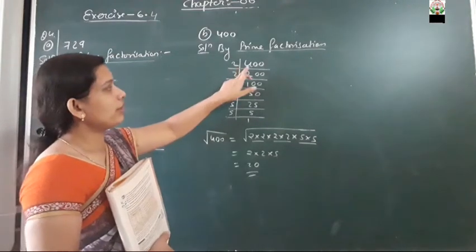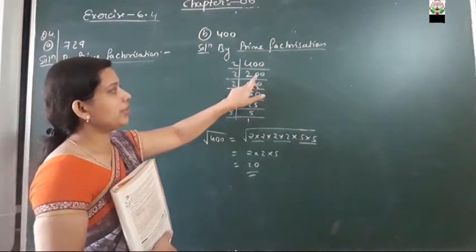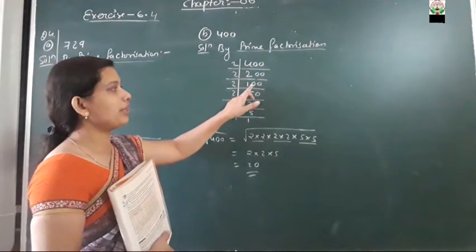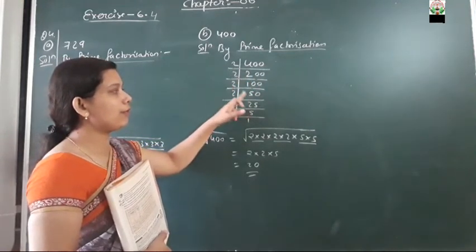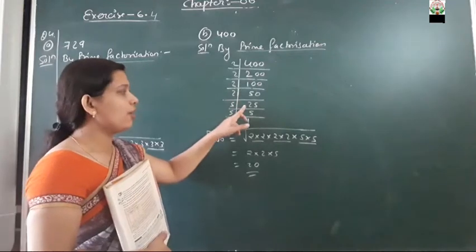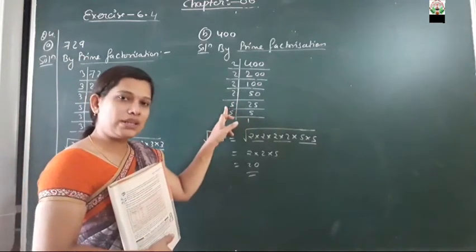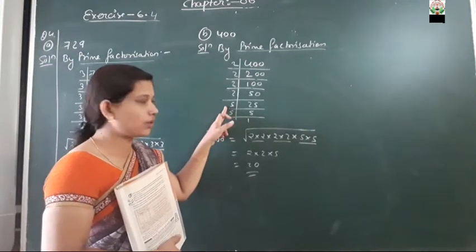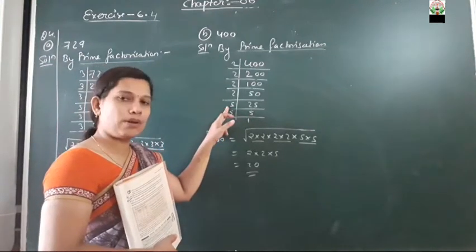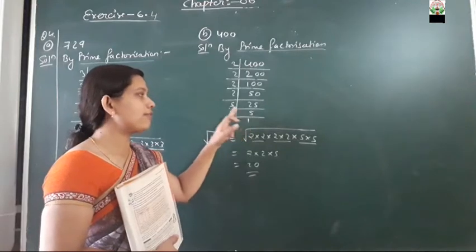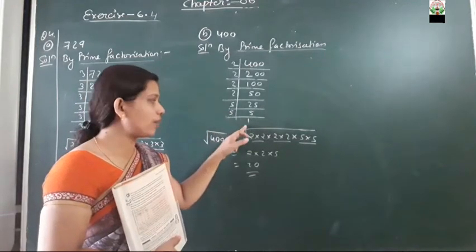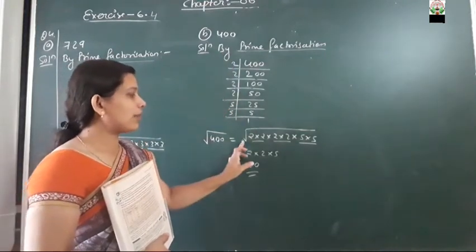So 400 comes in the table of 2 200 times, 200 comes in the table of 2 100 times, 100 comes in the table of 2 50 times, 50 comes in the table of 2, how many times? 25. 25 comes in the table of 2? No, it won't come. It does not come in the table of 3 and 4 either. So 25 comes in the table of 5, how many times? 5 times, and 5 comes in the table of 5 1 time. So these factors we are going to write inside the bracket.